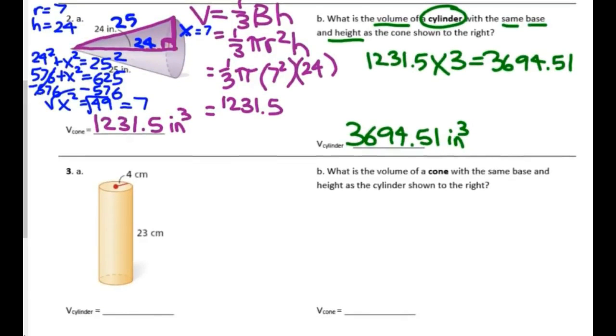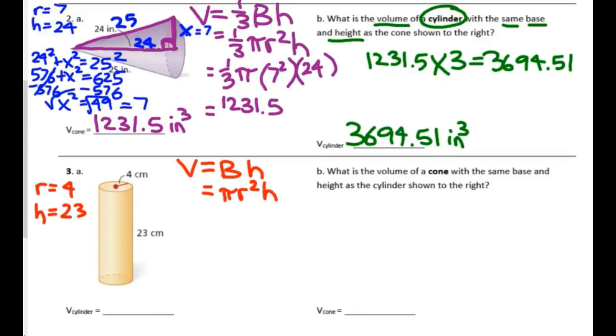Now, another softball, because I think these cylinders are a little bit easier. Do we know R and do we know H? So, R is 4. H is 23. What's the formula for the volume of a cylinder? V equals what? Good. BH. And remember, capital B is pi r squared. So pi r squared h.